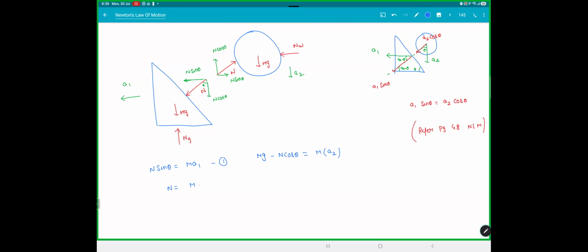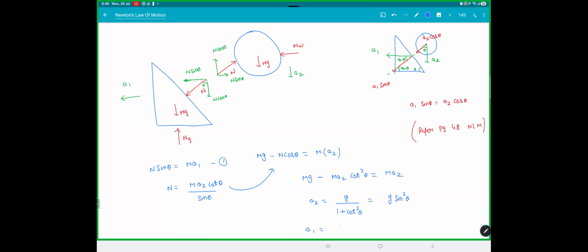But what is a1? a1 is a2 cot theta, from a1 sine theta equals a2 cos theta. Take this and substitute here. I'm trying to find a2, right? Then this will be mg minus N, that is M a2 cos by sine, which becomes cot square theta, is equal to M a2. We get a2 is equal to g by 1 plus cot square theta, which is cosecant square theta. So that will be g sine square theta. That's your a2.